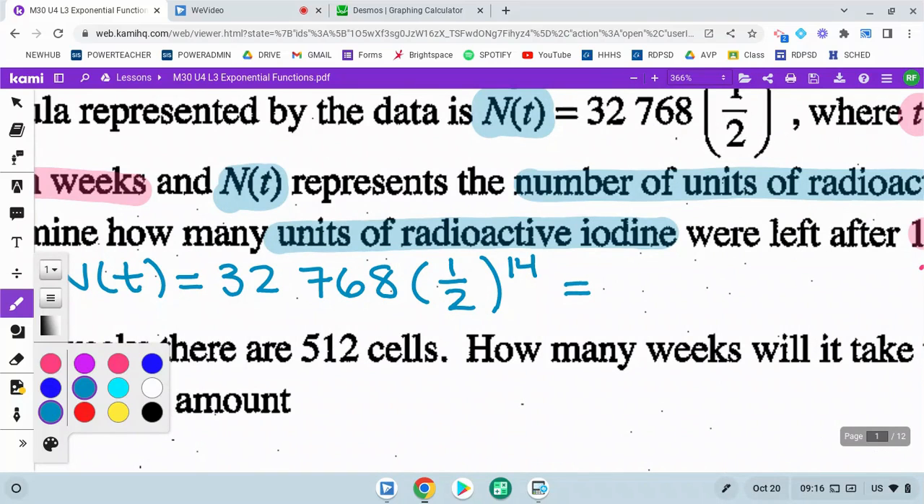I'll give you a second to try that on your own. And when you type it in, you should get 2 as your answer. It decreased fairly substantially after those 14 weeks. This time we're talking about units of radioactive iodine, so I'm going to put 2 units.